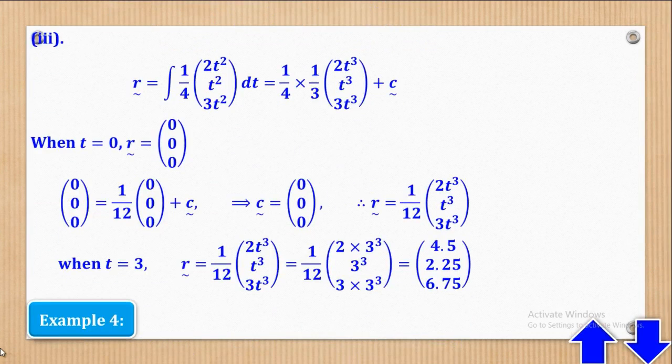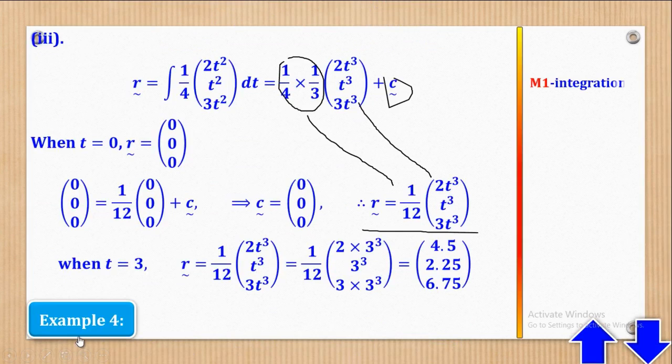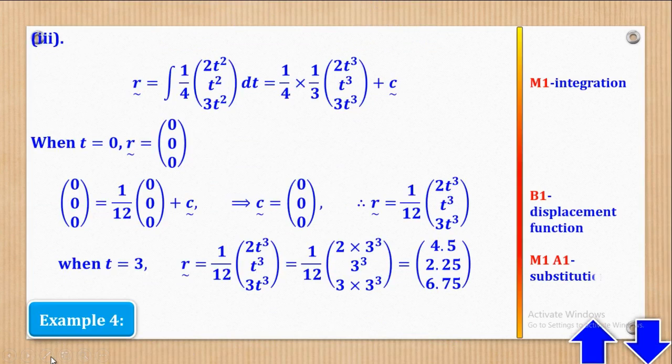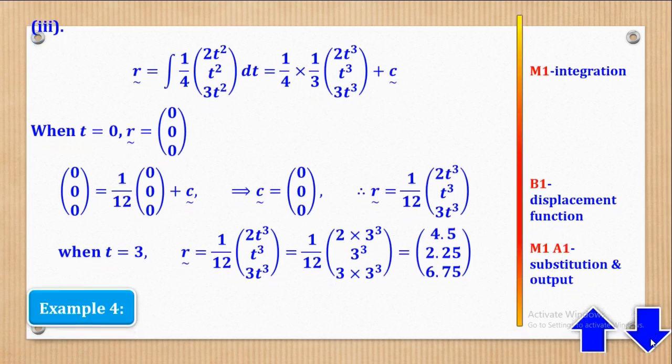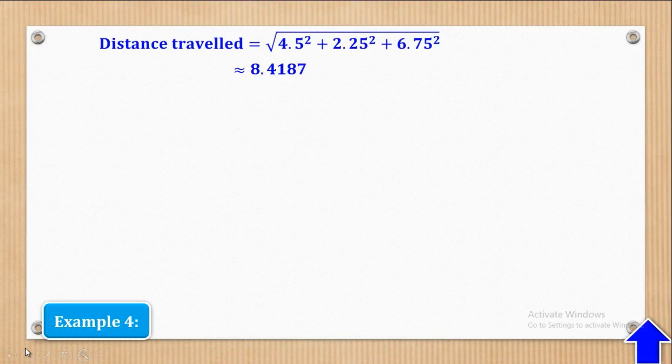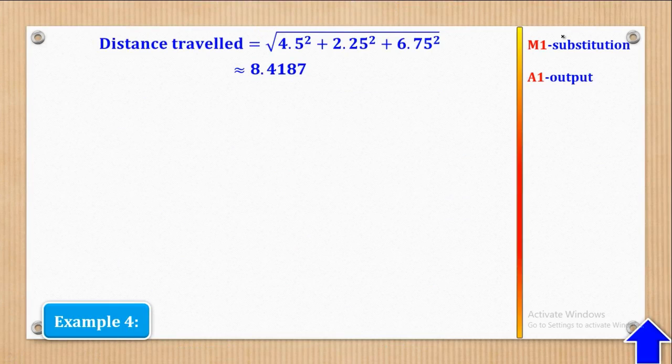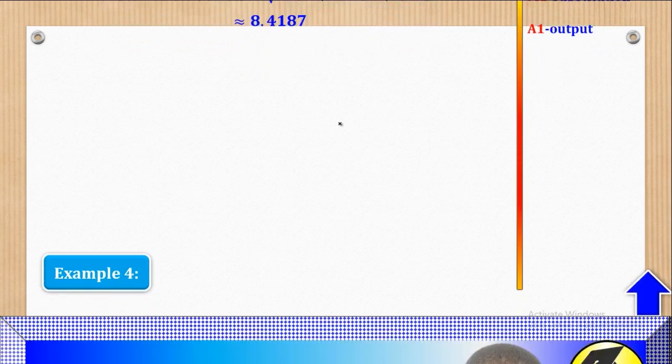And now let's see how marks can be awarded. M1 for integration, and this mark for the displacement. For integration, the constant of integration has to be seen. Then this M1 is for substitution, and this one is for the output. Then here M1 will be for substitution and A1 for the output. So basically that's what they wanted.